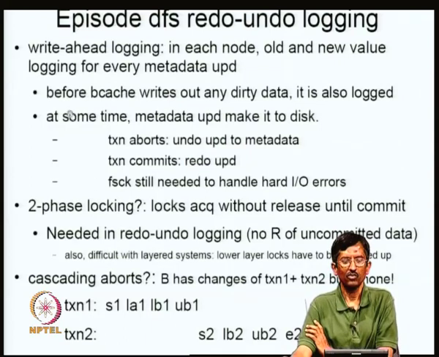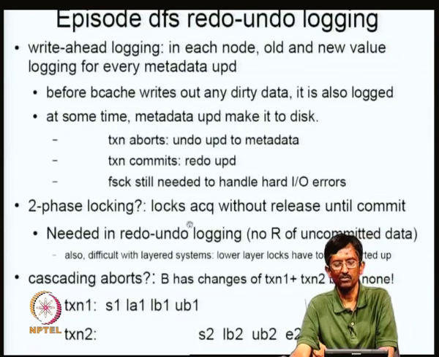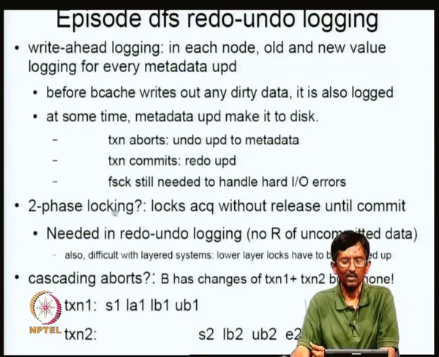Typically, you do what is called two-phase locking in redo-only logging. The reason is that in redo-only logging, you have to ensure that there is no read of uncommitted data. That means if you take a lock, you have to keep the lock till the transaction commits. So basically you keep accumulating locks until commit, and only then release them.